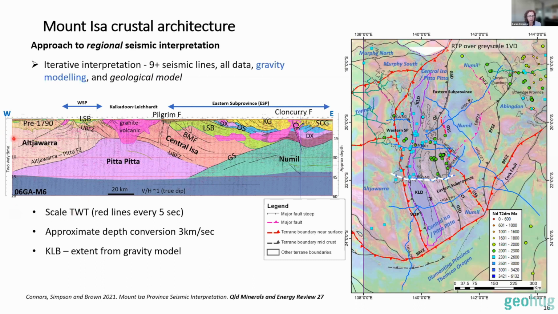On all the seismic lines, I've got red lines showing 5 seconds two-way time, and that's essentially a factor of 3 for a quick depth conversion. So all these sections go down to about 60 kilometers depth. You can see this is the Kalkadoon-Leichhardt belt. That depth goes down to about 6 seconds here. That's based on the gravity model, just showing the overall extent of that body rather than a seismic interpretation.